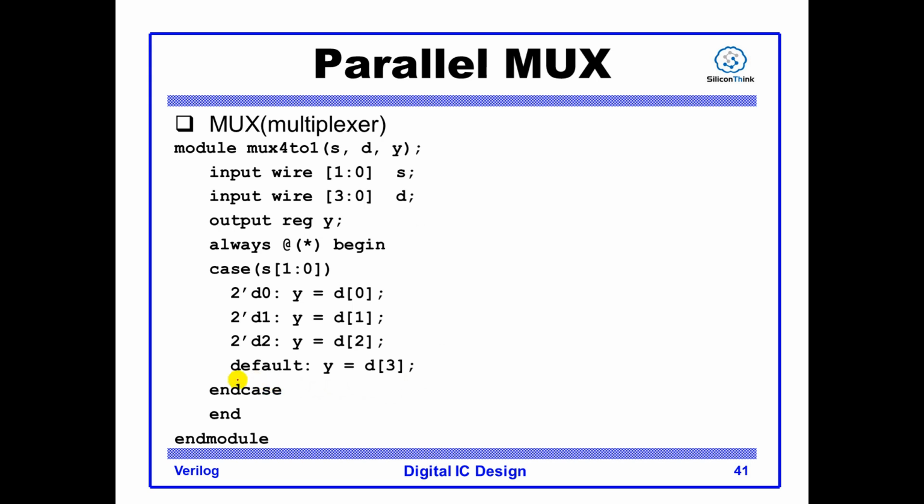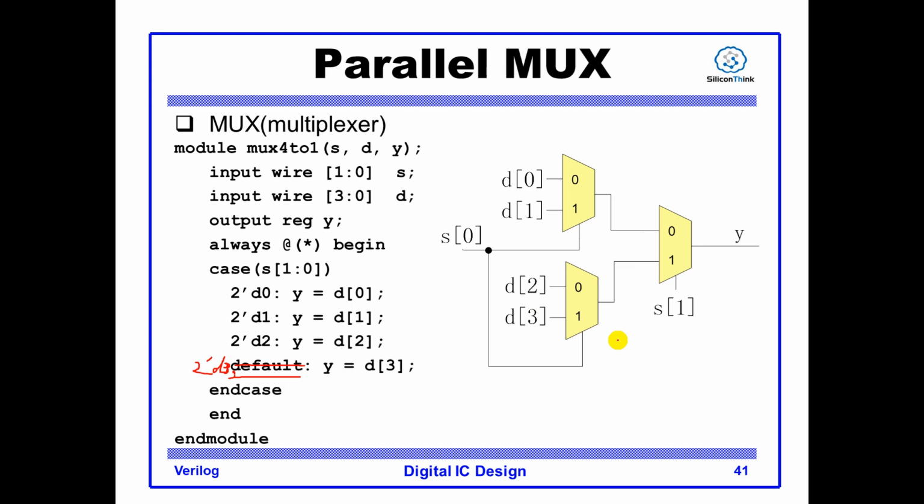Yes, note the default branch. This is to make sure the match items are complete. Yes. For this, you can write this here to replace the default, which is also okay. This is the block diagram.